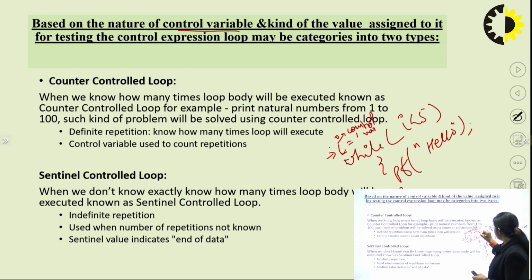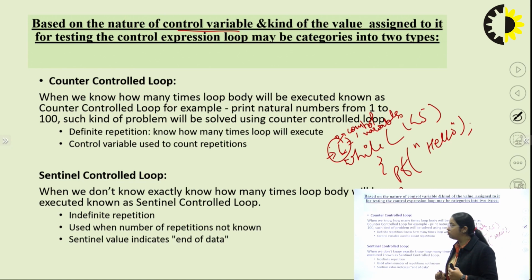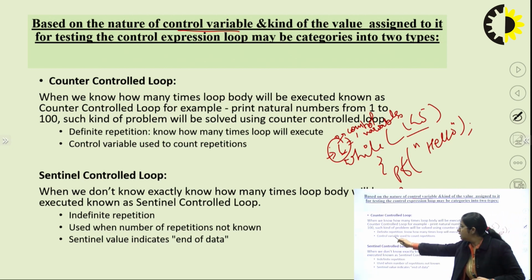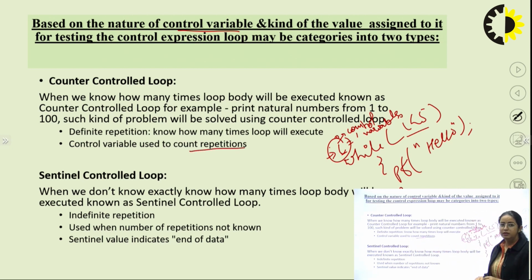Now depending upon this variable we categorize loops further into two types. The first is the counter control loop. What does it mean? It means that we have a definite number of repetitions, we know how many times the loop is going to execute. Like in this example, I know that my loop will execute 4 times, after 4 times it will stop. That means I can easily count the number of repetitions in this loop. Okay, so what is a counter control loop?